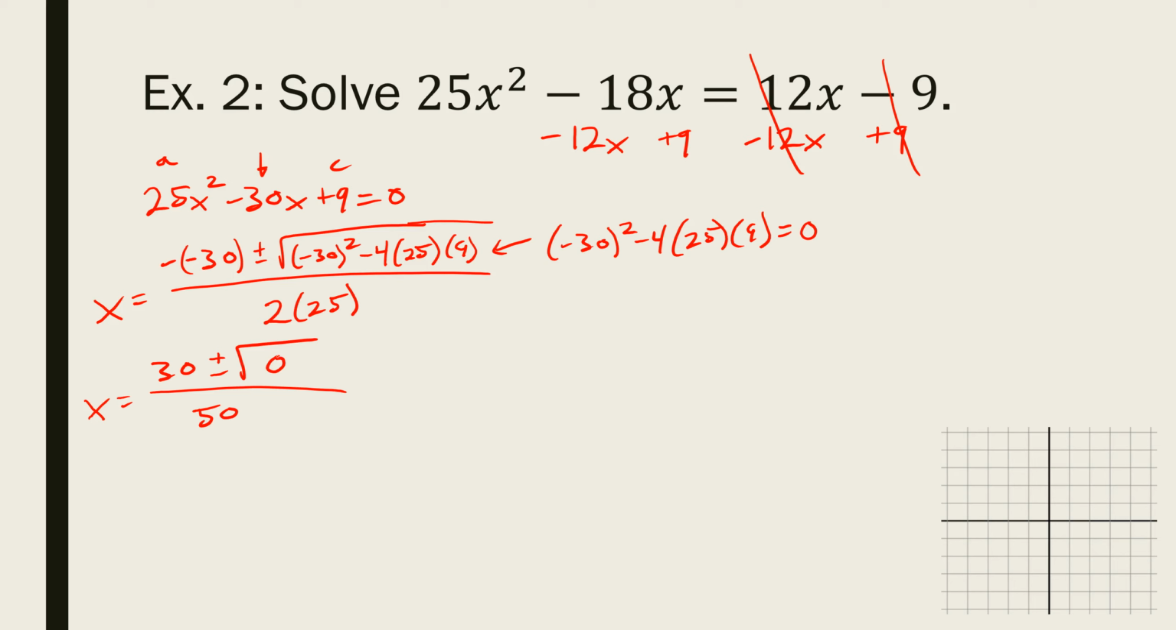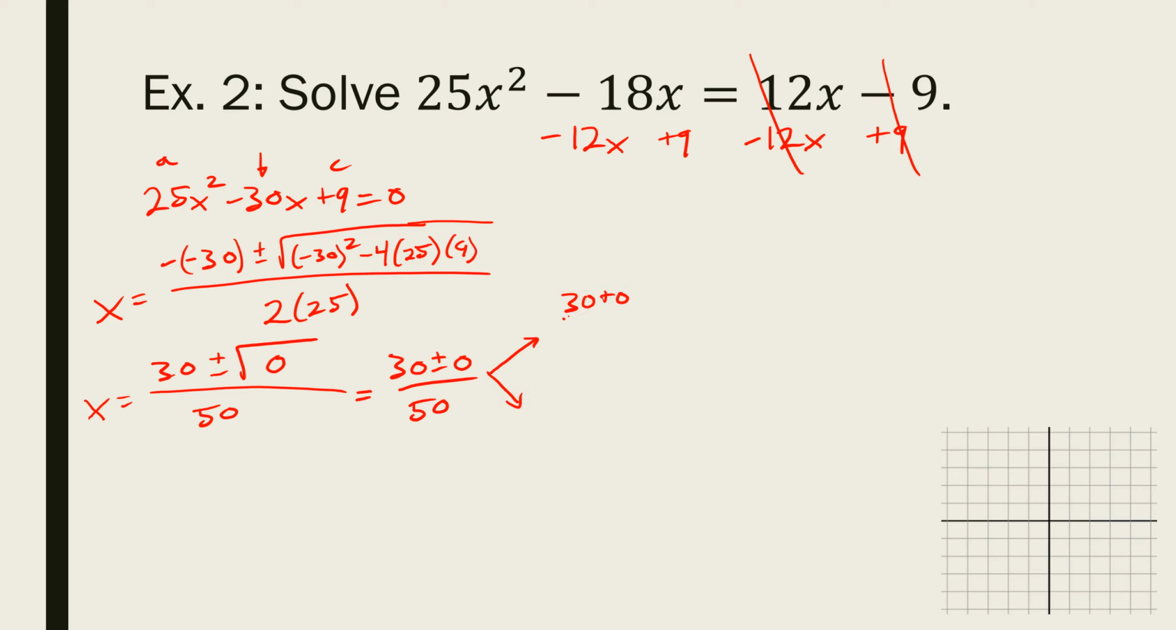Now, this is very interesting. Under the square root, we have 0. What's the square root of 0? Isn't it just 0? So this function is 30 plus or minus 0 over 50 because the square root of 0 is 0. Now let's think about what that means. If I split up my problem into the plus and the minus, I have 30 plus 0 over 50, and I have 30 minus 0 over 50.